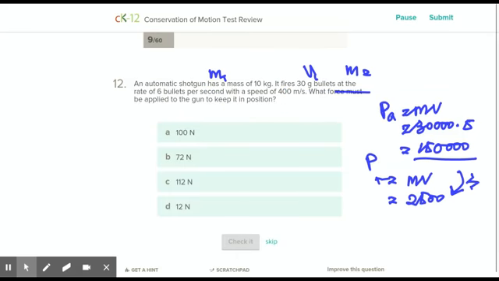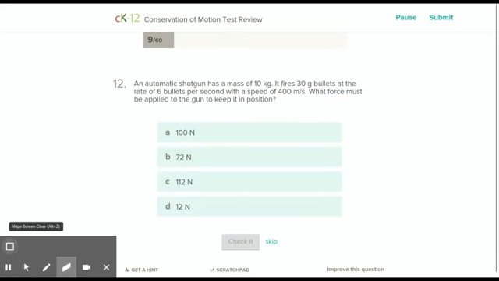Okay, number 12. An automatic shotgun has a mass of 10 kilograms. It fires 30-gram bullets at the rate of 6 bullets per second with a speed of 400 meters per second. What force must be applied to the gun to keep it in position?